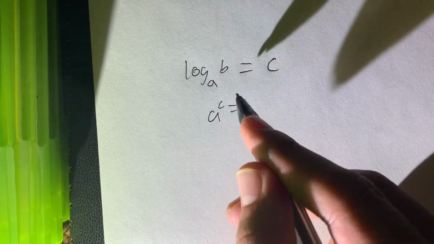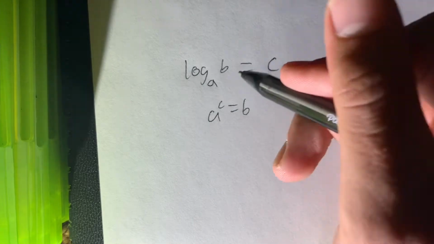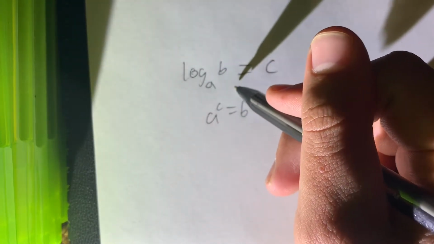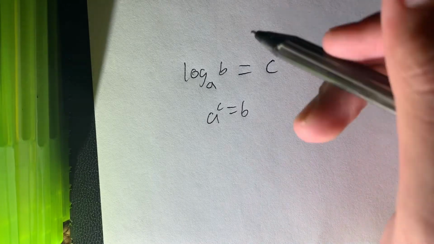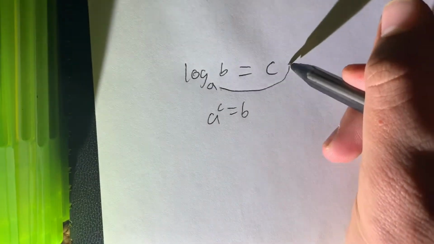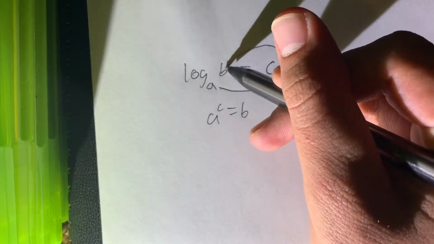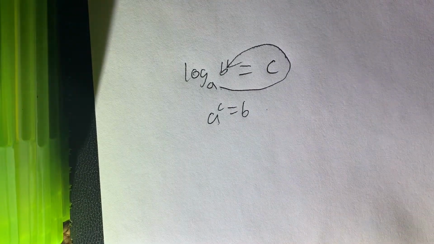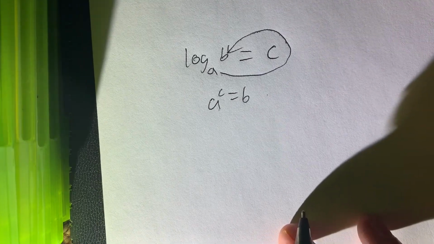And the way we can remember what goes where is by taking the subscript term for the logarithm, which we called A, and going around the world. So we go from A, around to C, around to B. So you can see we go A, C, B. Hopefully that's easy enough to remember.